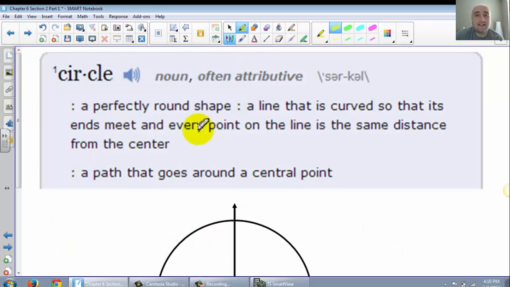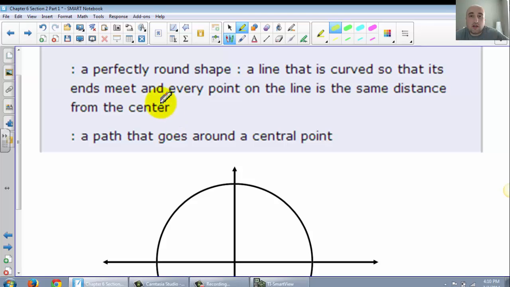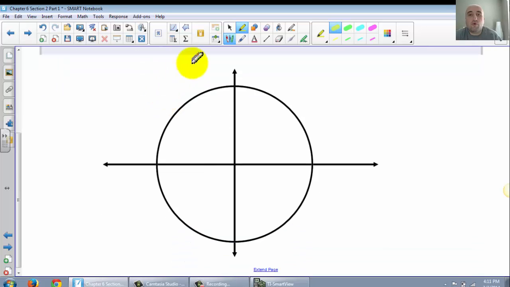All right, so the first slide is basically just telling you the definition of a circle. Hopefully this makes a little bit of sense. It's a perfectly round shape. It is a line that is curved so that its ends meet. Okay, so there's no breaks in a circle. Circles are complete shapes. And this is the important part: every point on the line of the circle is the same distance from the center. Okay, that's very important. So what does that mean?